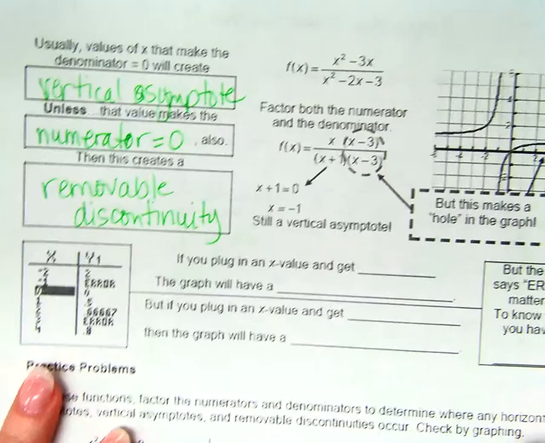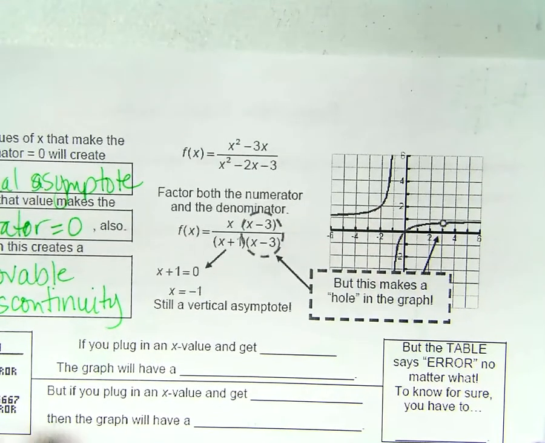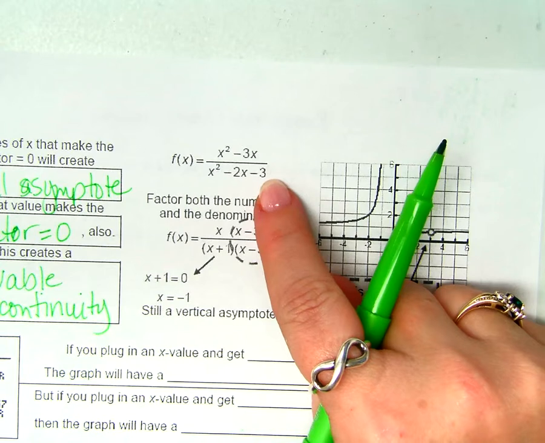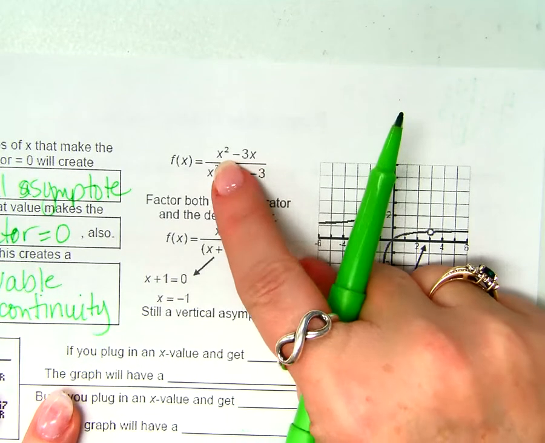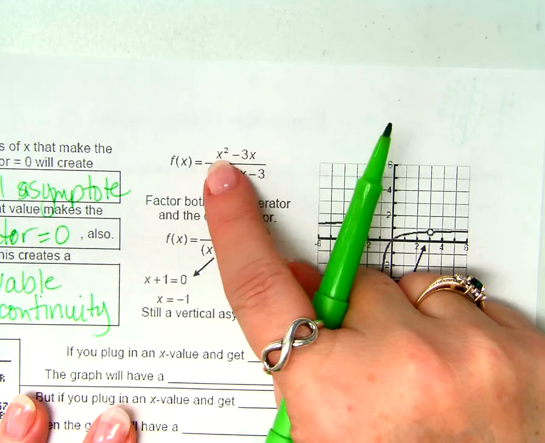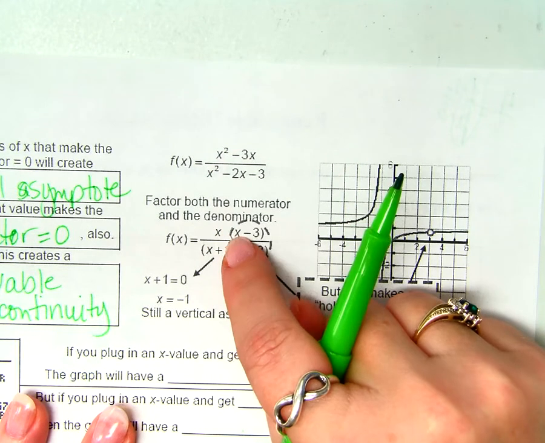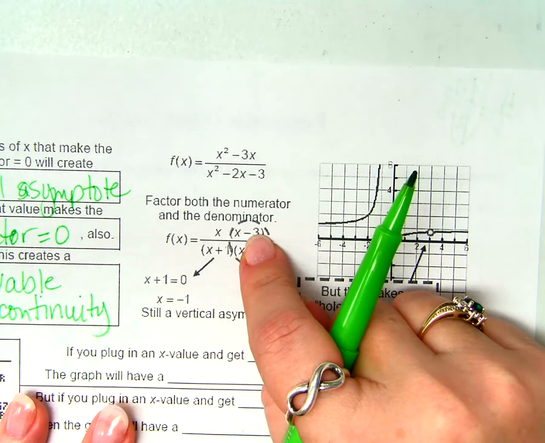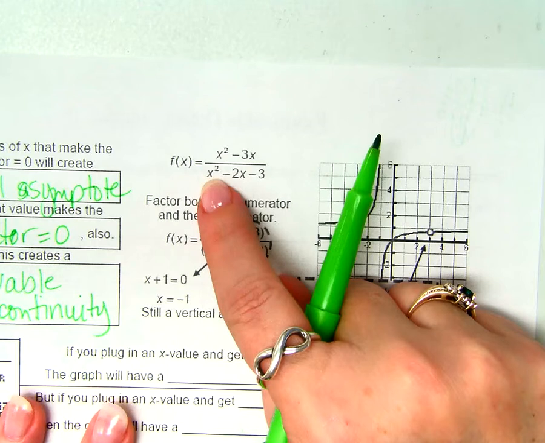So let me show you what I mean. If we're given this equation right here, first of all, we factor the numerator. When we factor this, all we can do is take an x out of each term, so we get x times x minus 3. Are you with me? Then we factor the denominator.